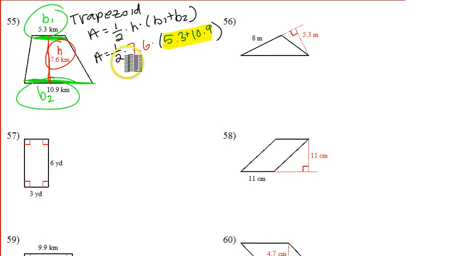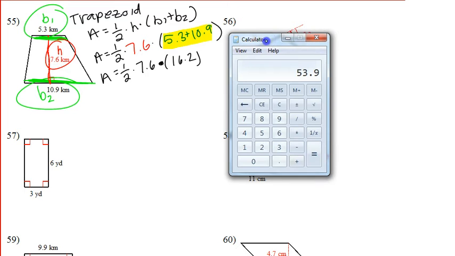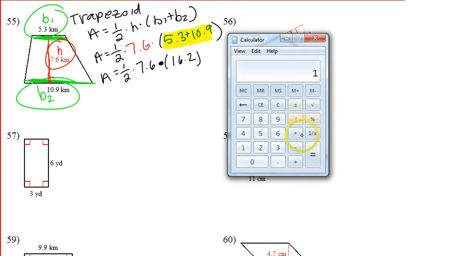So I need to add these two numbers together first. So I'm going to be left with 5.3 plus 10.9 is 16.2. So I'm going to have A equals 1/2 times 7.6 times 16.2. And I can type that directly into a calculator to find my actual answer. 1/2 is 1 divided by 2, and then we multiply 7.6 times 16.2 to get our final answer of 61.56. Now I always round my answer to the nearest tenth.